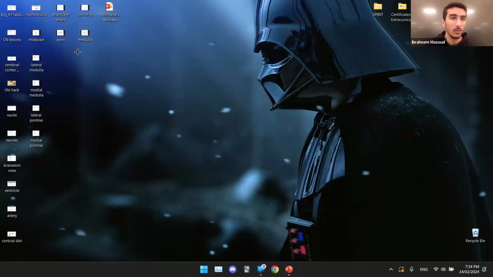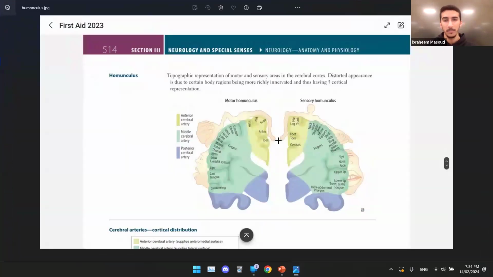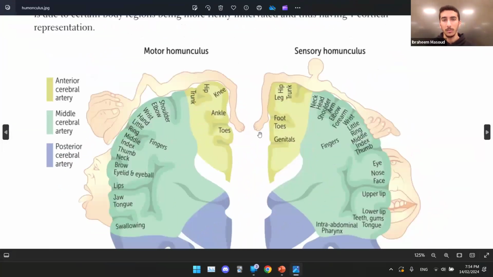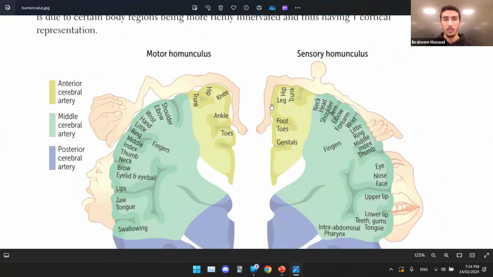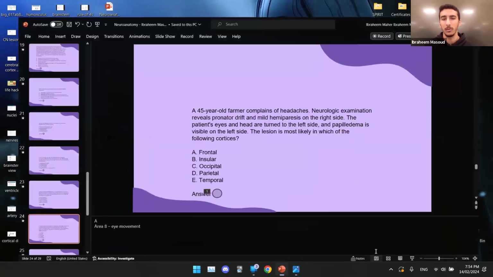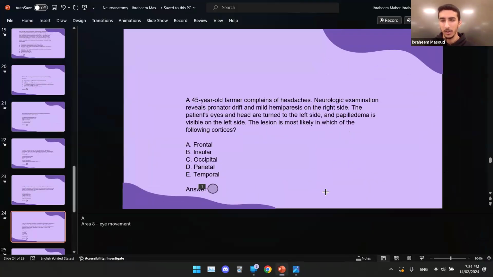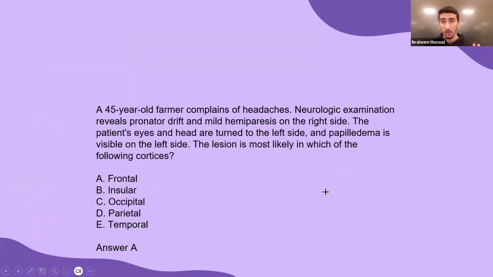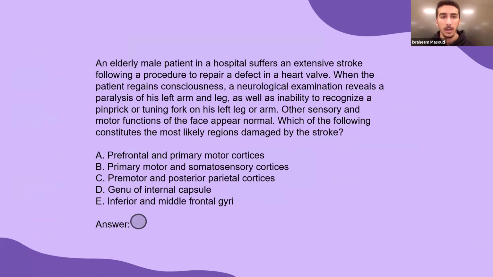Let me see if I have something else to help you with this. I wanted to show you the homunculus. See the frontal lobe, but we didn't have a question about this yet. Let's have a question about this, and I'll explain to you. Do you guys get it? Why the frontal lobe? Because of the motor.